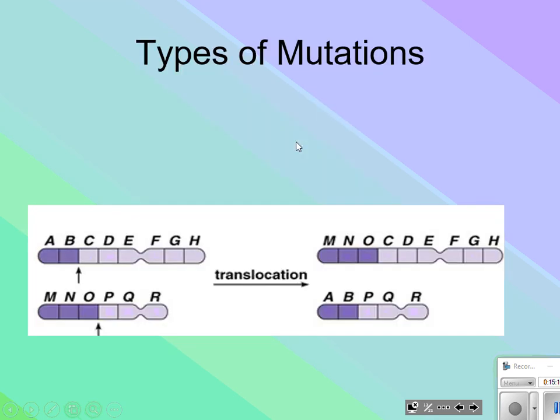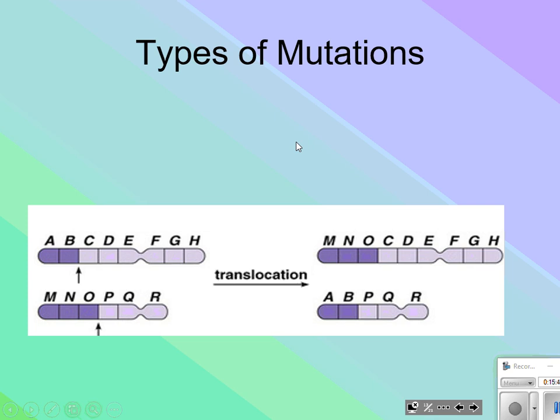Look at this one. Okay? What's happened here? I have 2 genes. What's happened here? Can you tell? You see anything different? They flipped, right? The AB went to the bottom one, MNO went to the top one. That's something like crossing over, right?